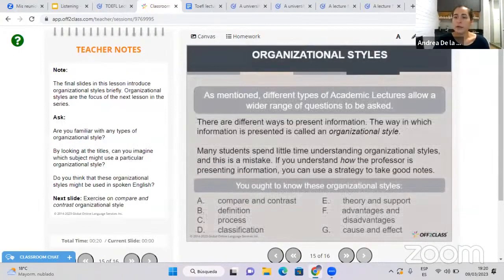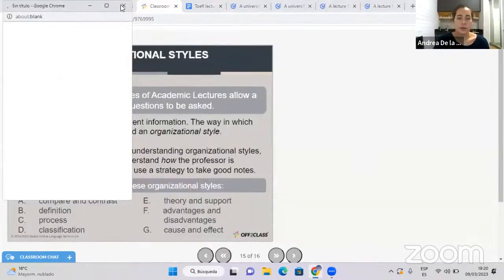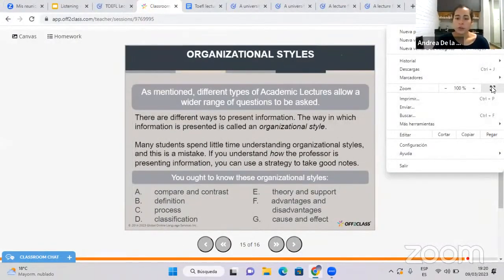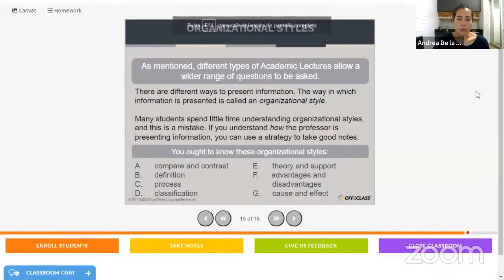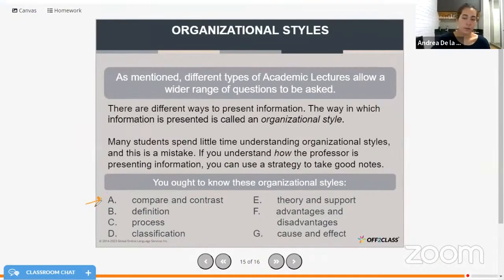Here are some examples of the types of structures that are very common in TOEFL lectures. One of them is compare and contrast. That is very common. Sometimes you have a comparison, like, today we're going to compare capitalism versus communism. In the entire lecture, you have a comparison. You show the similarities and the differences, and that will be the structure of the lecture. Comparison and contrast.